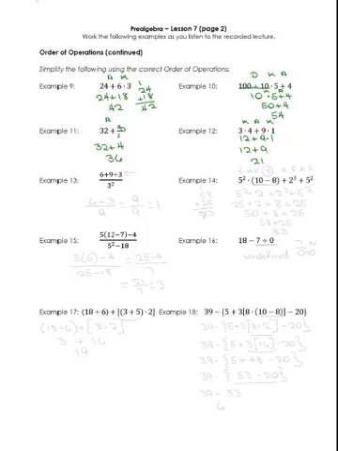Example 13 is a unique problem because it is a fraction. It has a complicated numerator and a complicated denominator. So we handle them each separately until we have just one number in the numerator and one in the denominator. Then we do the division. This is the only time that division sort of steps out of order when we're talking order of operations. So let's look at this first.